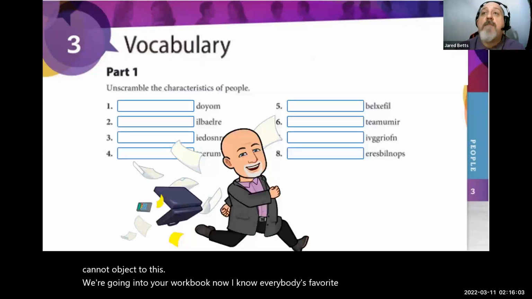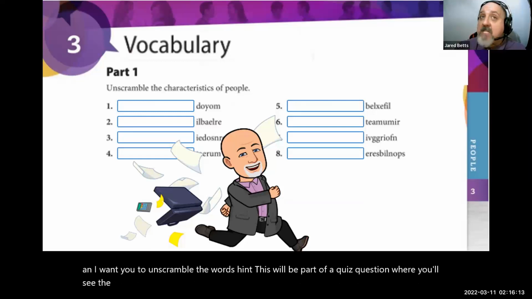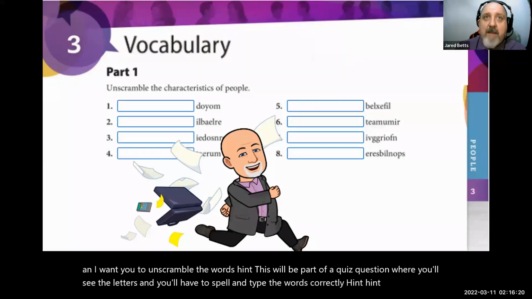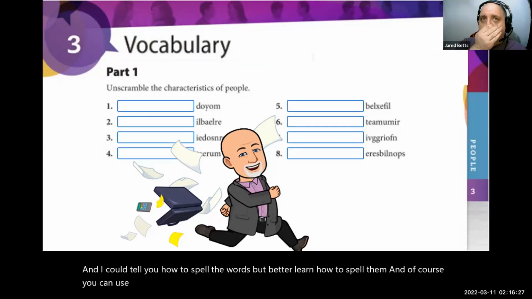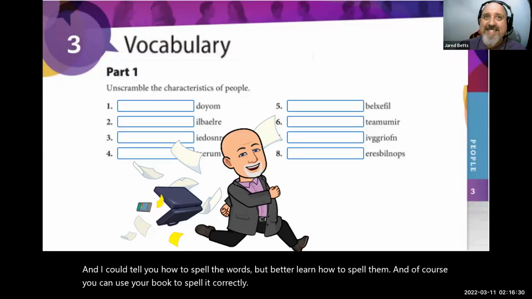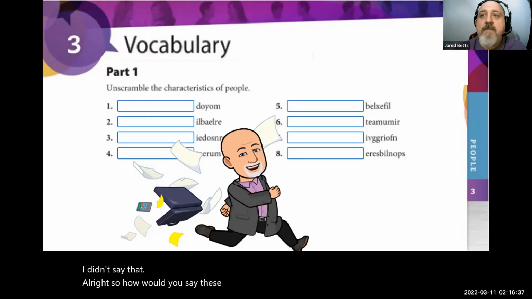All right, so we start off, and I want you to unscramble the words. Hint, this will be part of a quiz question where you'll see the letters and you'll have to spell and type the words correctly. I'm not going to tell you how to spell the words, but better learn how to spell them. And of course, you can use your book to spell it correctly. All right, so how would you say these different characteristics?